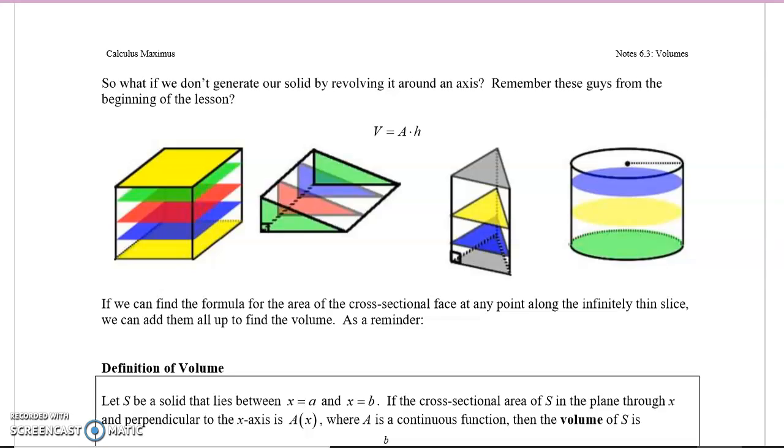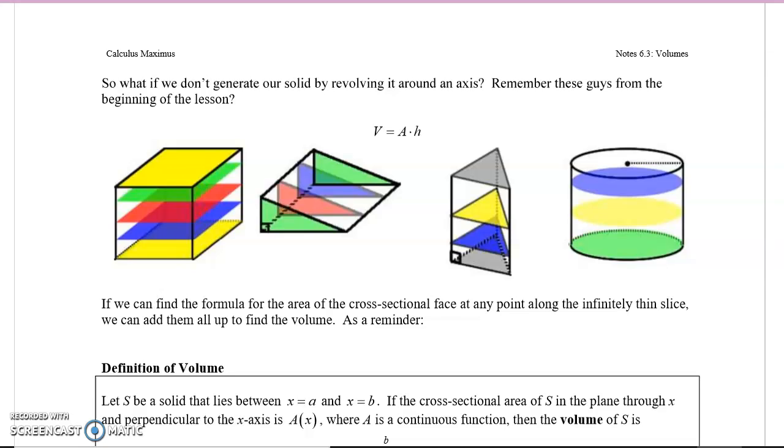Now, in every single one of the volume examples that we've looked at so far, we have a solid resulting from a revolution around an axis, which means that cross-sections will be circular in nature. But they don't always have to be circular in nature. We can build solids a lot of different ways. Our cross-sections don't have to be circles.